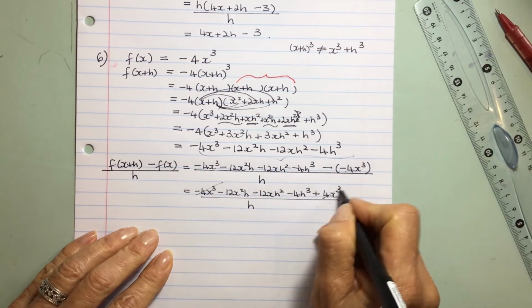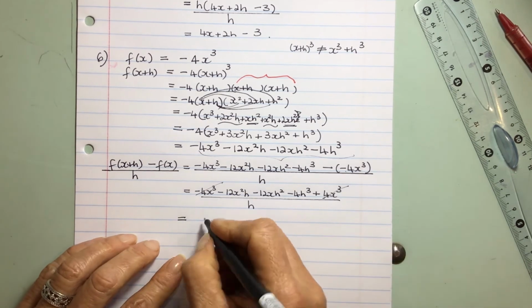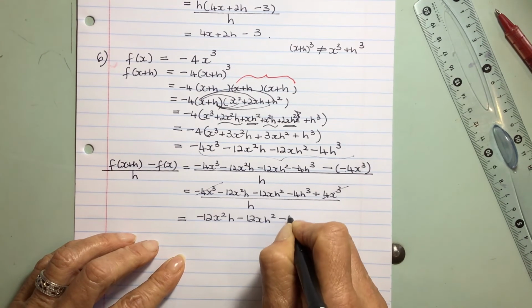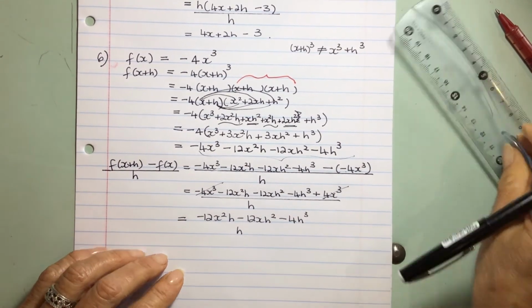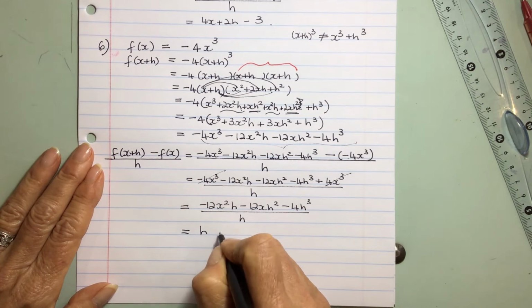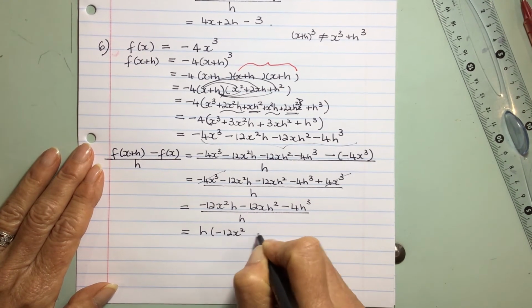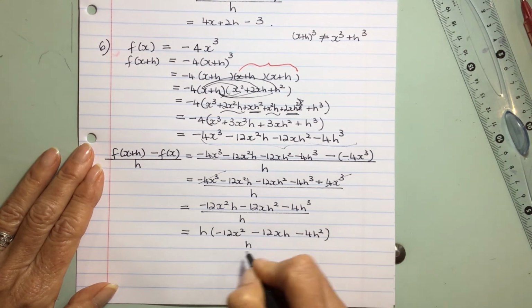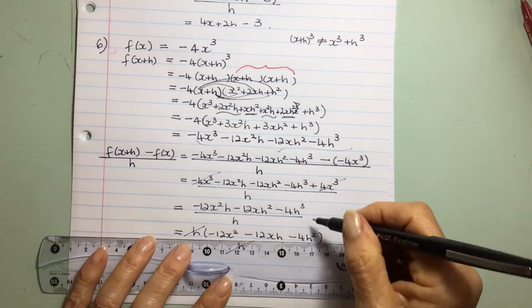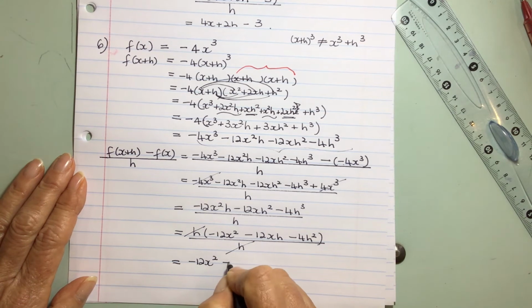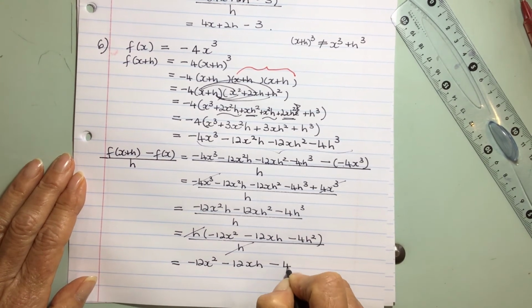Then collect like terms and check that every term that's left has an h that can be taken out as a common factor. Yep, take it out. Remember, it's not the highest common factor. We're only interested in an h to divide with the h in the denominator. And we're left with negative 12x squared minus 12xh minus 4h squared.